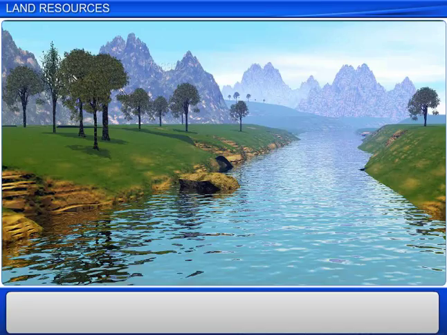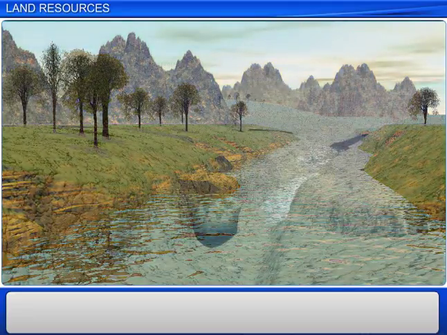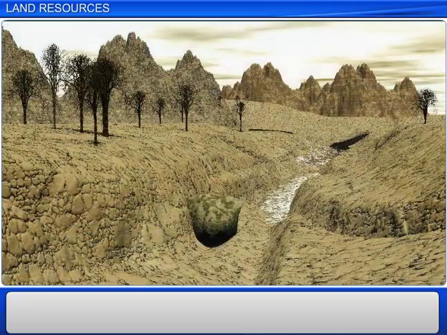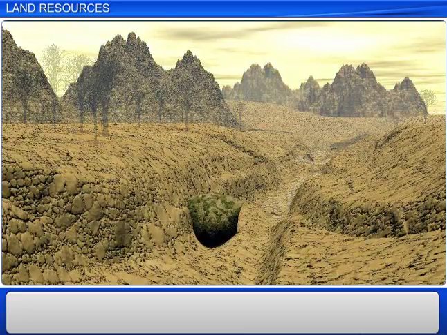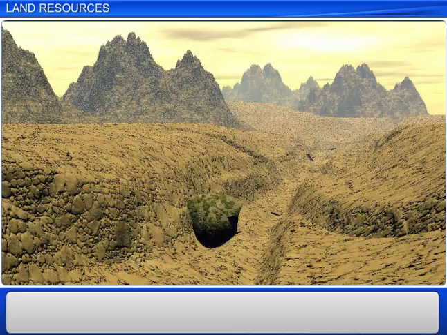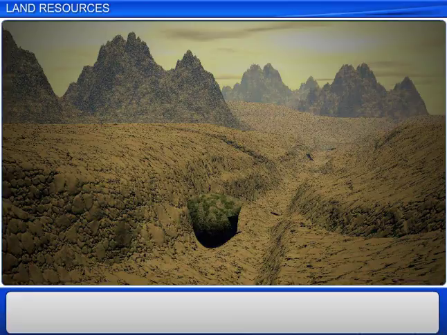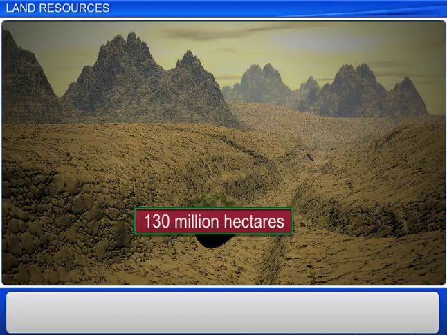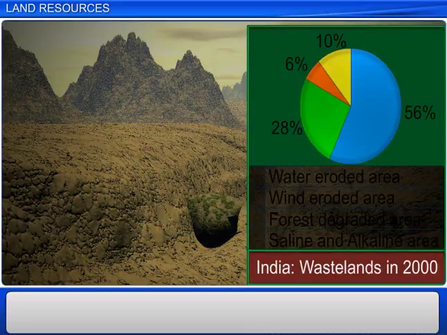Continuous and indiscriminate use of land resources without taking appropriate measures results in conversion of cultivable land into barren wasteland and exploitation of our land resources. This is called land degradation. We have about 130 million hectares of degraded land in India. To give you a sense of the size, it is roughly equal to 1/3 of the total area of our country.